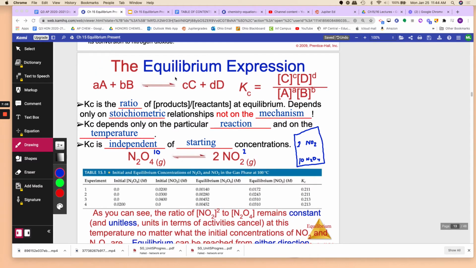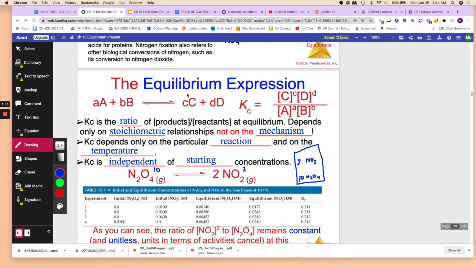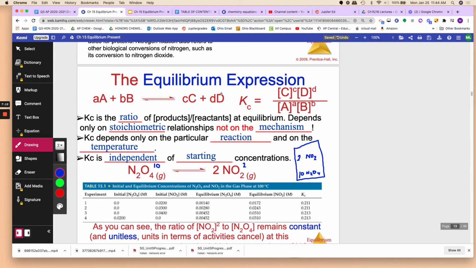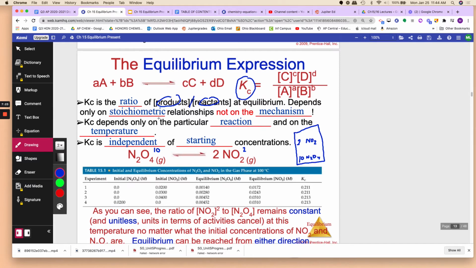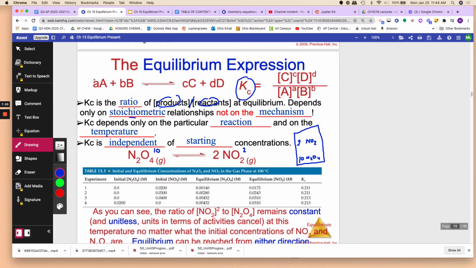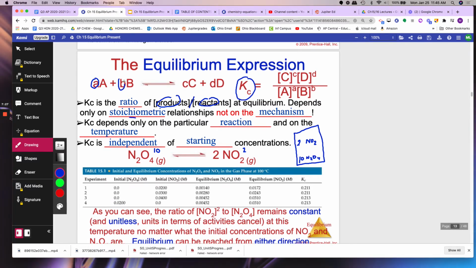Okay, so here are some facts about the equilibrium constant. Here's the equilibrium expression. Again, it's just a formula. The Kc, the equilibrium constant, is just the ratio, products over reactants. It depends on the stoichiometric relationship. That means it depends on the coefficients up here.